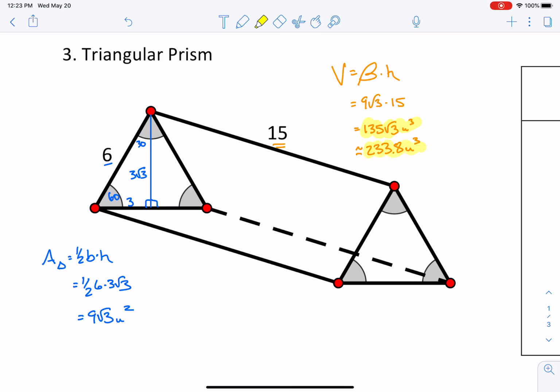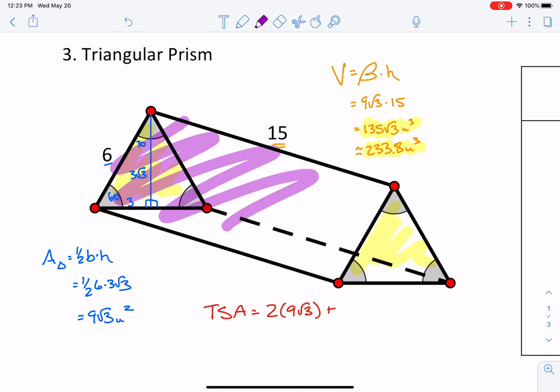Well, what is the total surface area? Well, we've got one base triangle and another base triangle, so we'll need to do that times 2. Two times 9 root 3. And then add 3 rectangles. The 3 rectangles, of course, are the sides there. Now, the good news for us is that all 3 of those rectangles are exactly the same. So I can go 3 times 6 times 15.